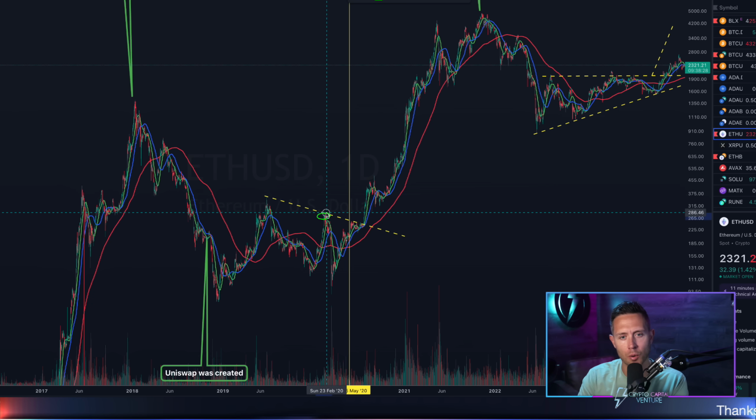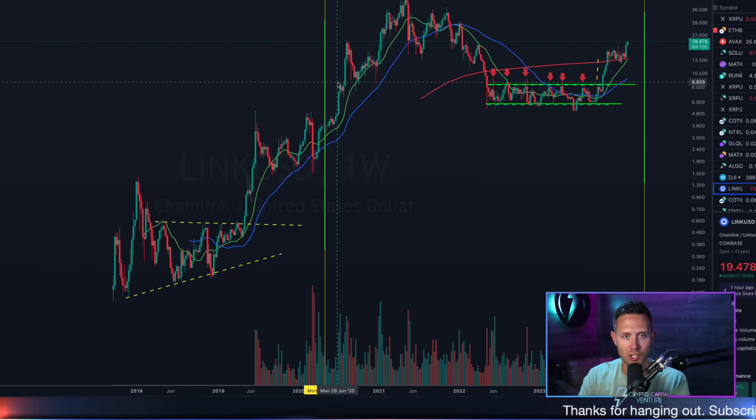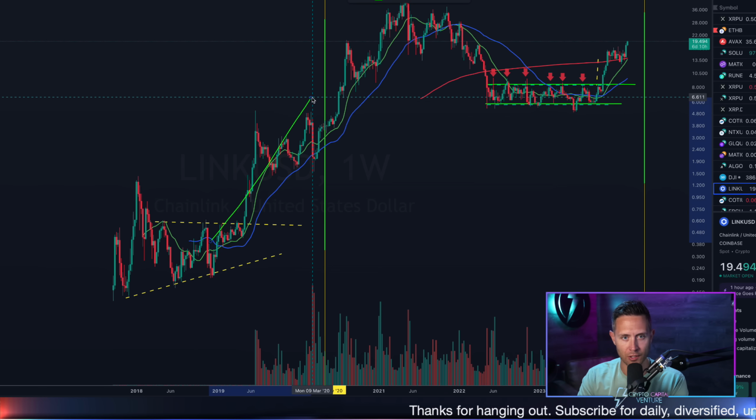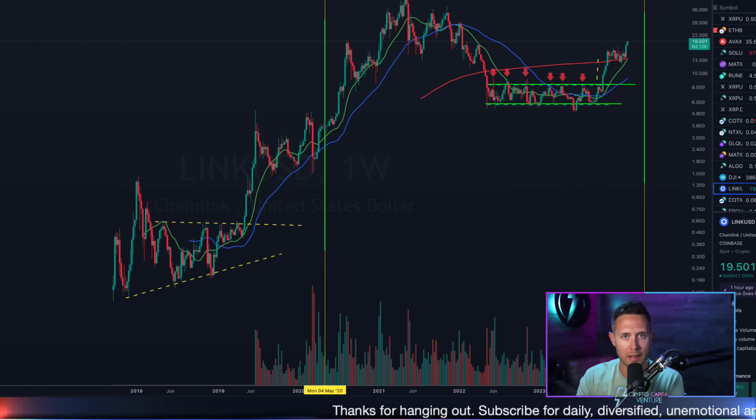Ethereum's not. It's putting in a lower high. And then we fell into COVID. And all the while, you go to the Chainlink chart, it's kind of like, man, right before COVID, here's COVID on Chainlink. Link just put in so much gains, so many gains.